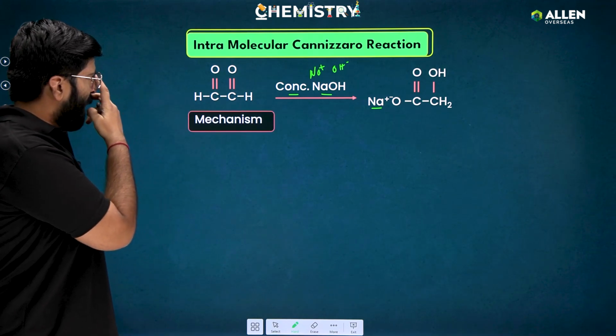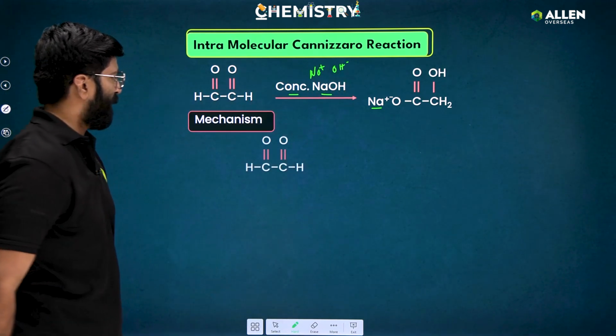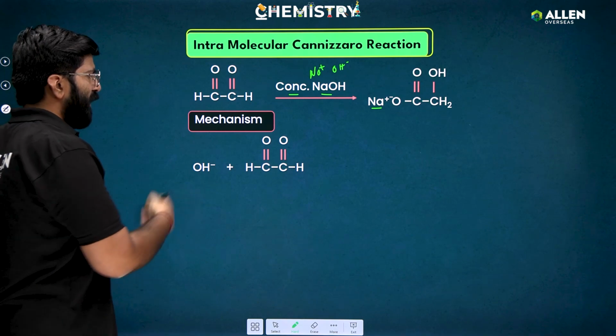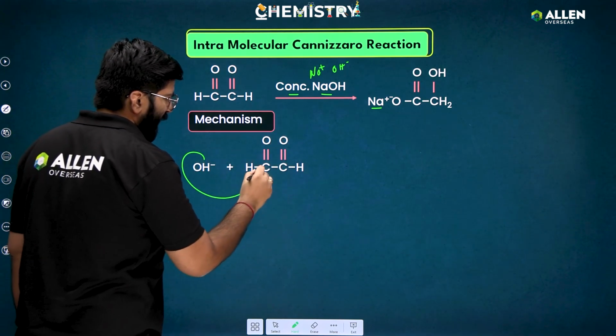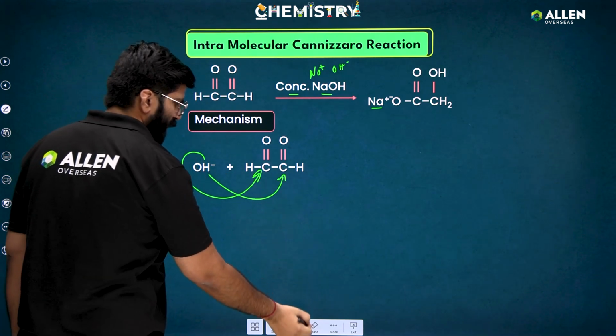So firstly, for the mechanism part, we are going to use this and our OH minus. So this plus OH minus. In this situation, because both are symmetrical from here, I can attack either over here or over here also. There is no problem.